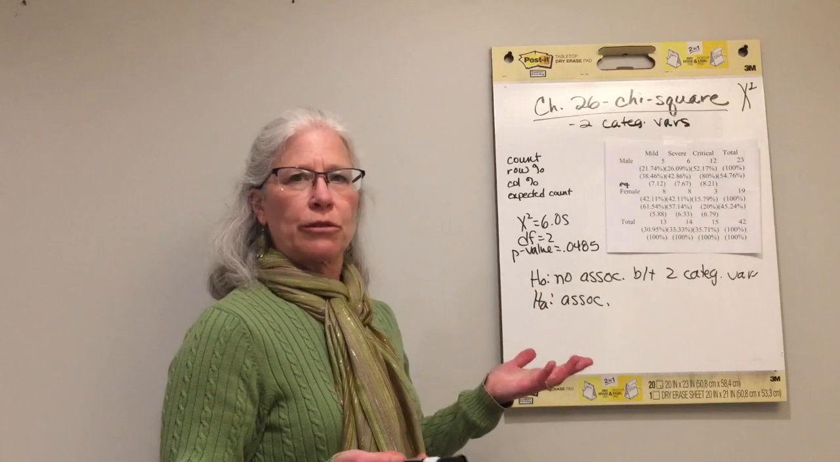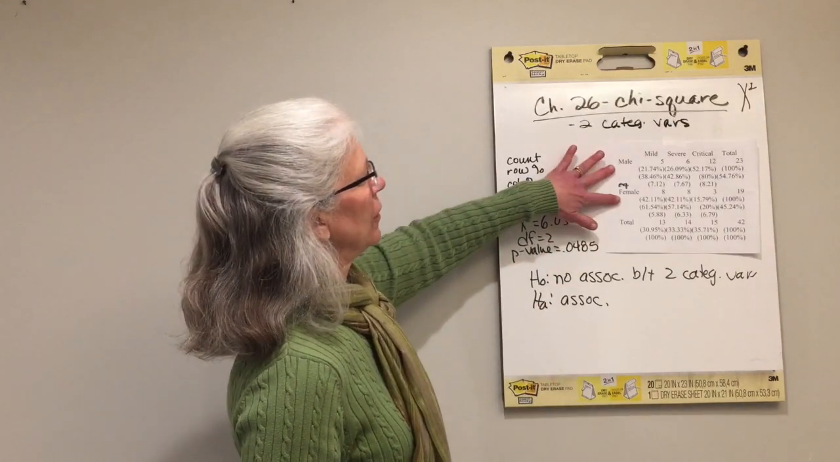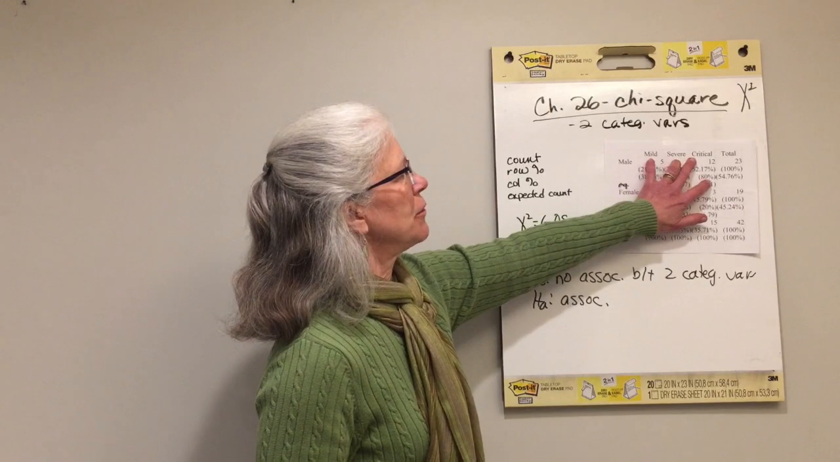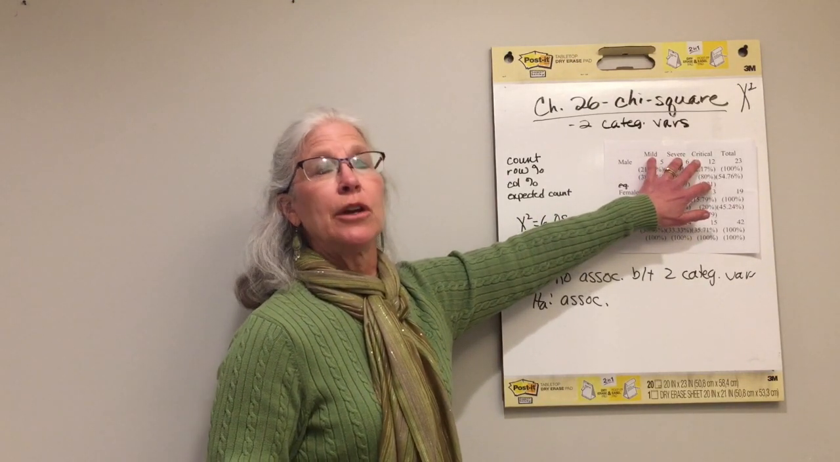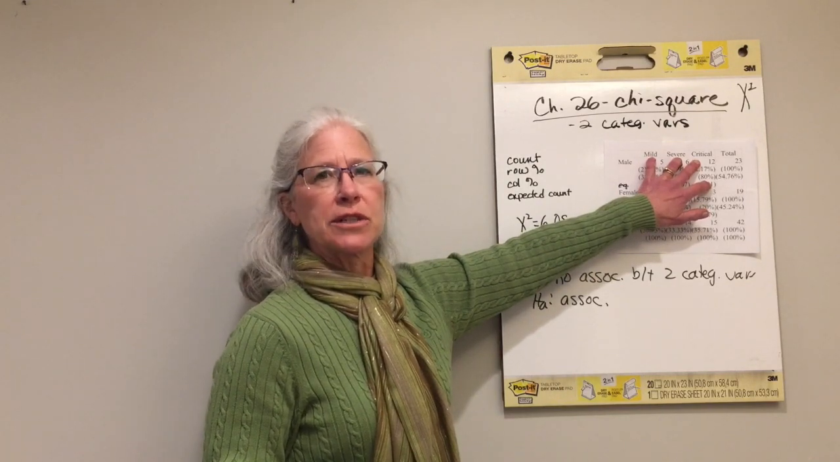So do we have two categorical variables? Yep. Sex, male or female. Severity, they were classified as either mild, severe, or critical. So we have two categorical variables. We wonder if they're related, so chi-square is exactly what we need.